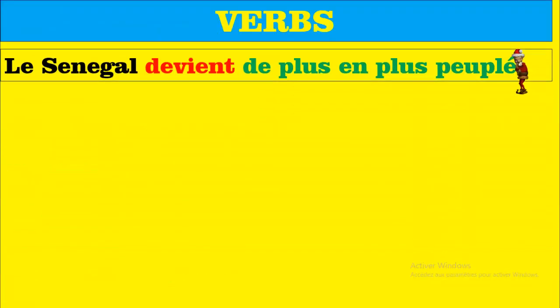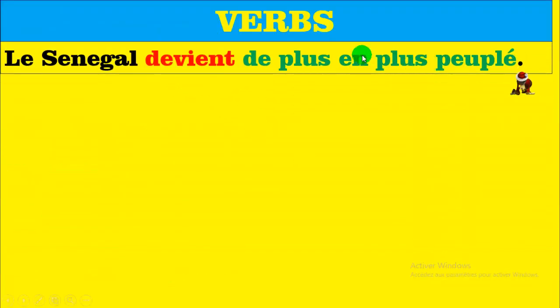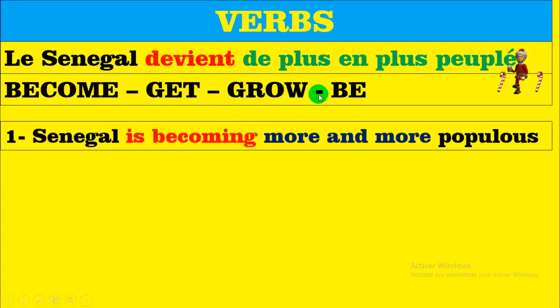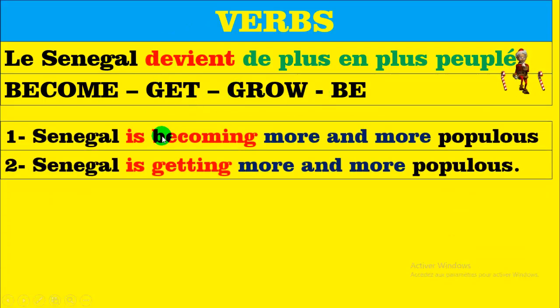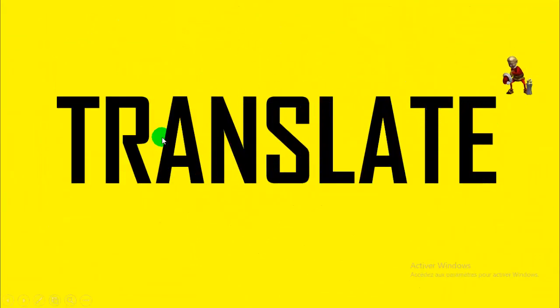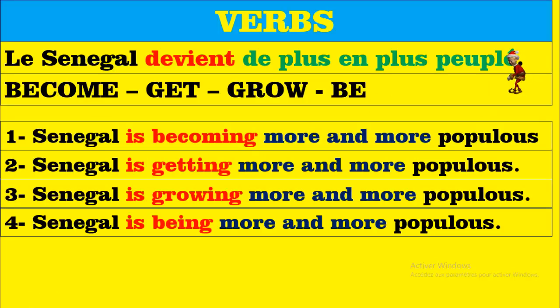Now, verbs. Le Sénégal devient de plus en plus. Devient. How do you translate devient in English? You can say is becoming, is getting, is growing, is being. Senegal is becoming, Senegal is getting, Senegal is growing, Senegal is being. So you can choose, okay, becoming, getting, growing, or being.